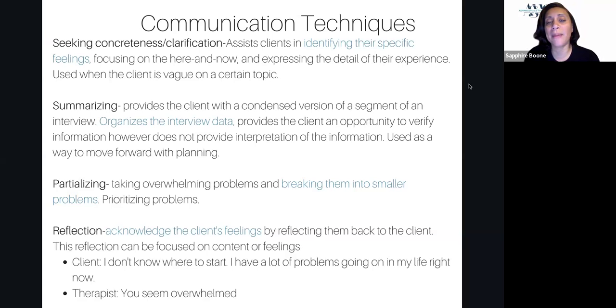Summarizing typically will happen when you're moving forward and ready to start planning. It organizes the interview data that the client has given, and it typically is going to be a large amount of information that you are summarizing. Partializing is breaking a big problem into smaller problems. You could also see it as taking one problem at a time or prioritizing.